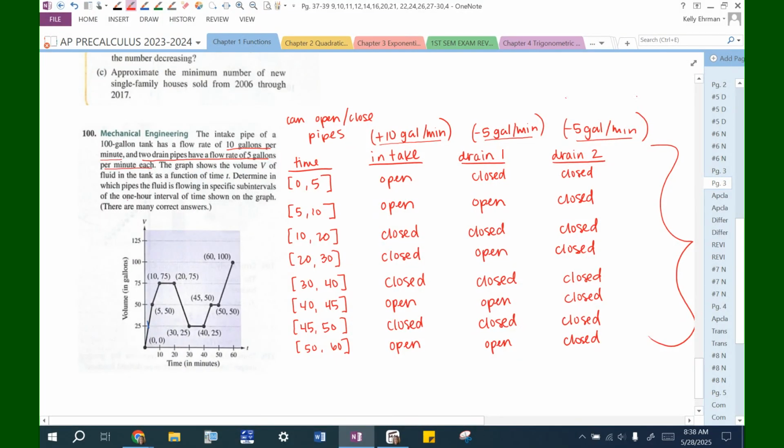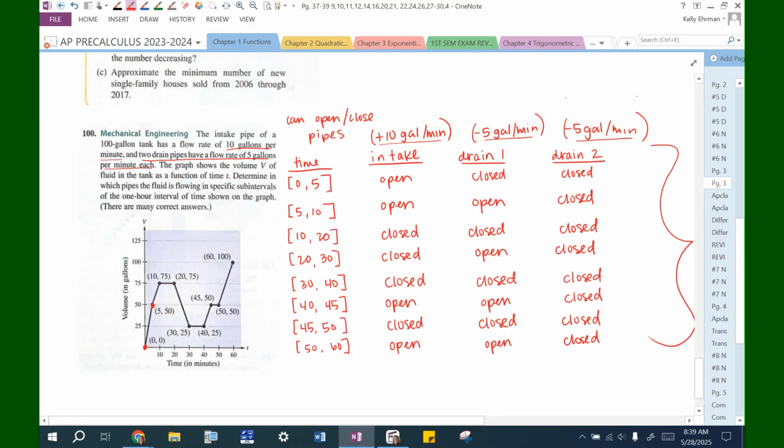Determine in which pipes the fluid is flowing in specific subintervals of the 1 hour interval of time shown on the graph. So they're just saying, I just saw the 1 hour interval. I don't know if they gave me a specific 1 hour interval, but I just did the entire thing. So look at each section where you have point to point and the behavior changes, and first identify what's the slope, what's happening. The volume is increasing at what rate?